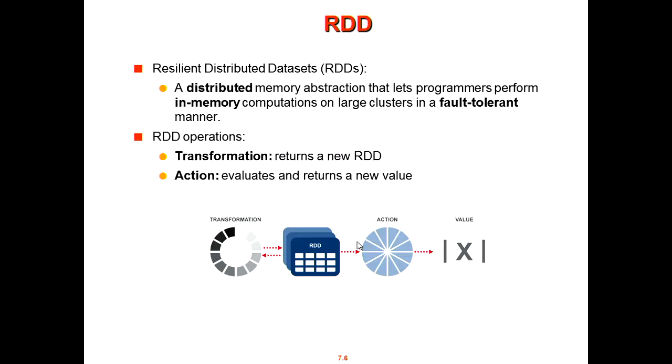Let me use one figure to explain the two types of operations, where you can see this RDD, and this is the value. A transformation will take one RDD and give you a new RDD, and an action takes the RDD and gives you the values you expect to fetch.